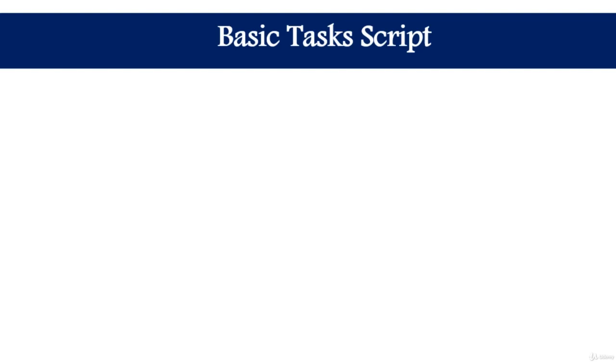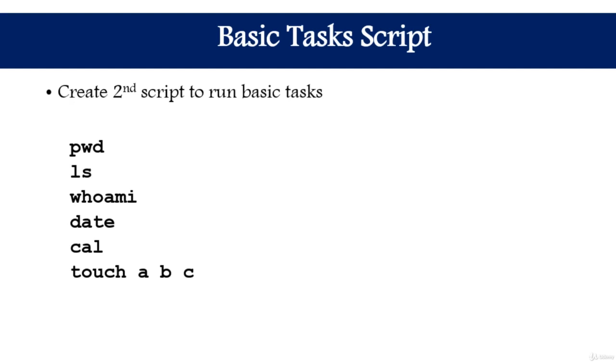Basic task scripts. This is our second script that we will create together, and this will actually execute some basic tasks based on some basic commands. The tasks that we will define in our script: the first one is pwd, that will print my working directory; ls, which will list all the files or directories in my current directory; whoami, it will print my username that I'm logged in with; date, the current date, the current calendar.